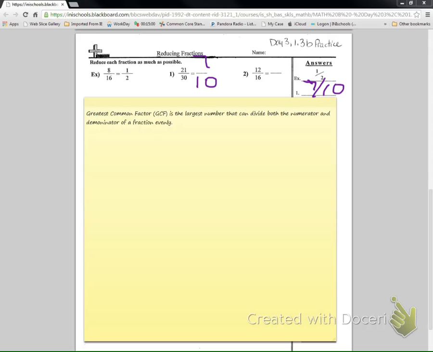Problem 2 is 12 over 16. So what are the factors of 12 and what are the factors of 16? Factors of 12 are 1 and 12, 2 and 6, 3 and 4, and there's no numbers between 3 and 4, so I'm done.